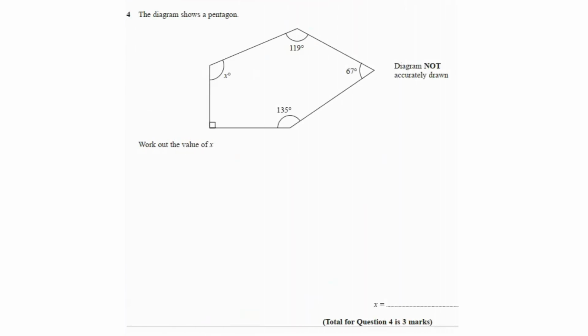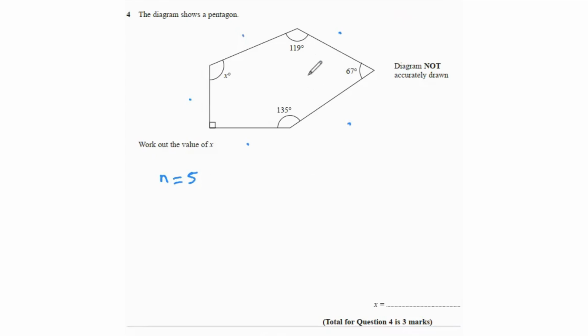Then the next question says that the diagram shows a pentagon. Work out the value of x. Since it's a pentagon, it has 1, 2, 3, 4, 5 sides. So n is 5. Now it's not a regular pentagon. It's an irregular polygon because all of the interior angles have a different measurement. They don't have the same measurement.